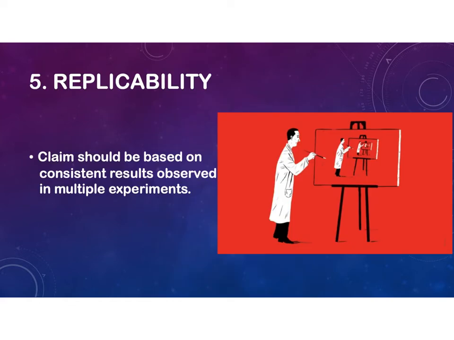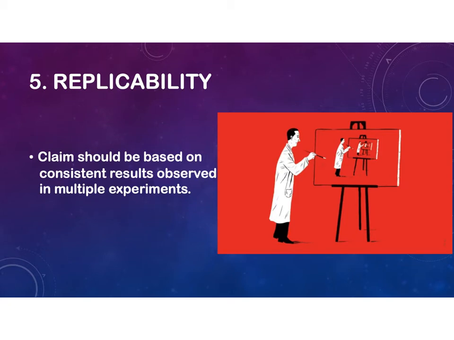The fifth criteria has to do with replicability. And that is, whatever claim you're making, it should be based on consistent results observed in multiple experiments. And what we mean here is, if you're going to say, I can predict the future because I did it yesterday with my sister, then before we can really accept that claim, we need to see you do it again. And we need to see you do it multiple times, because maybe you got lucky the first time. And if you can't do it here, then how do we know you can do it there? That kind of thing.